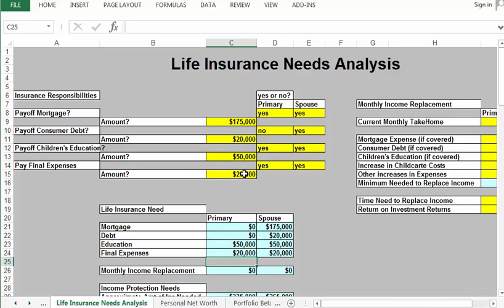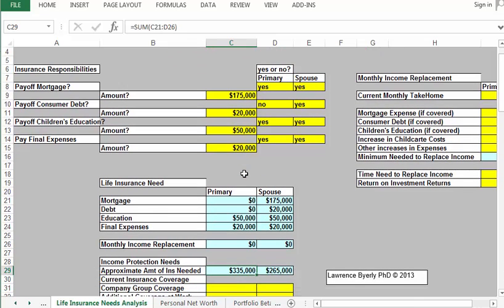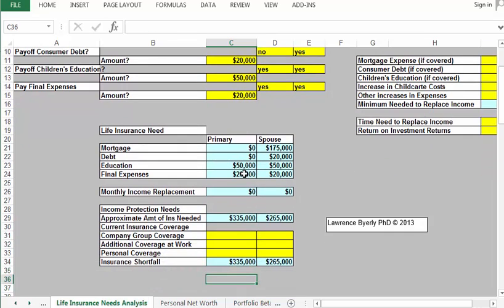So when we go down here, we see we're starting to fill in the actual needs of the clients. How much money are they going to need to cover the expenses once the person passes away? So what kind of insurance do you already have? Both of them have $50,000 at work, so they have group coverage at work. They also have some personal coverage. The husband has $100,000, and let's say that the wife has $75,000.